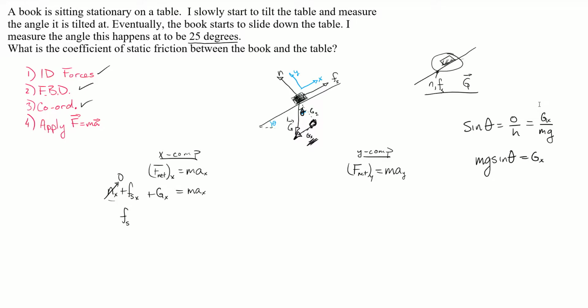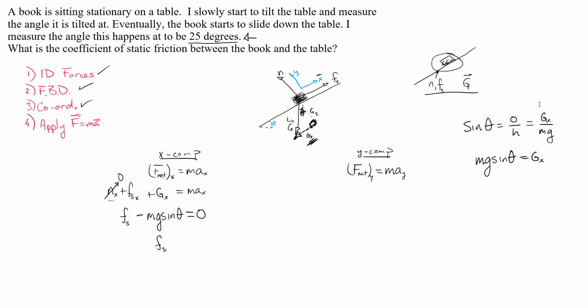It is pointed in the negative x direction. You remember, this is our positive x direction, so this arrow is pointing down the ramp. So this is going to be negative mg sine theta. And the acceleration, again, we're looking at the last angle where this object was stationary, so there is no acceleration. It's still standing still. So this is going to be equal to 0.